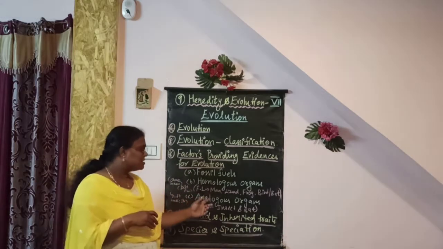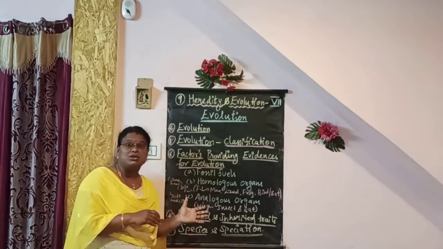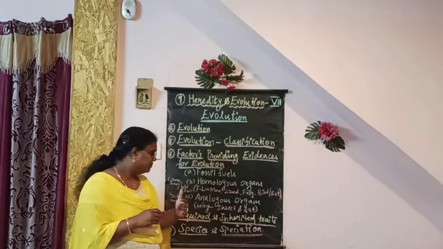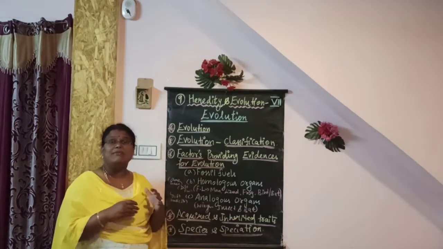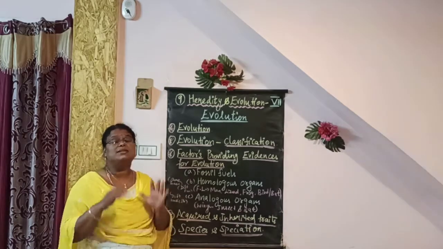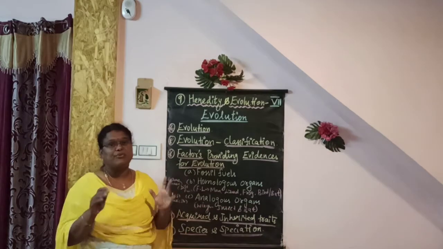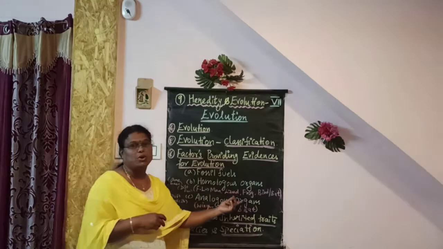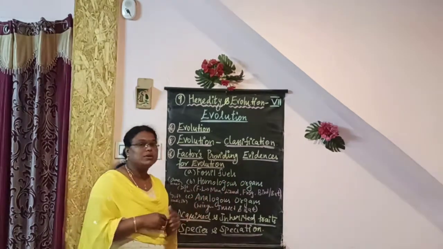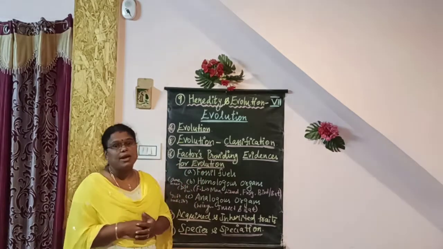And the last one is analogous organs. Analogous organs are the organs which have different basic structure but perform the same function. Example, wings of insect and bat. Wings of insect and bat have different basic structure. They are morphologically different but the function is the same. Both use them for flying. So these come under analogous organs. So fossil fuels, homologous organs and analogous organs play an important role in providing evidences for evolution.